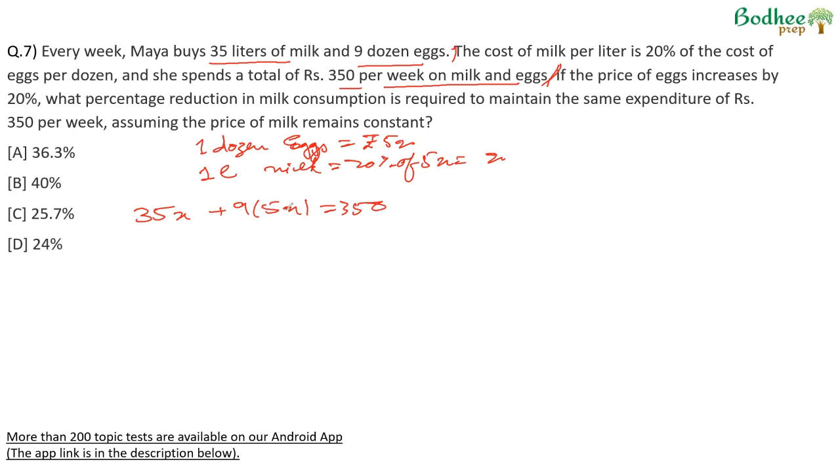So 35x, and this will be 45x. 80x is equal to 350. So x is equal to 350 by 80. Okay, 35 by 8, not 350 by 8.